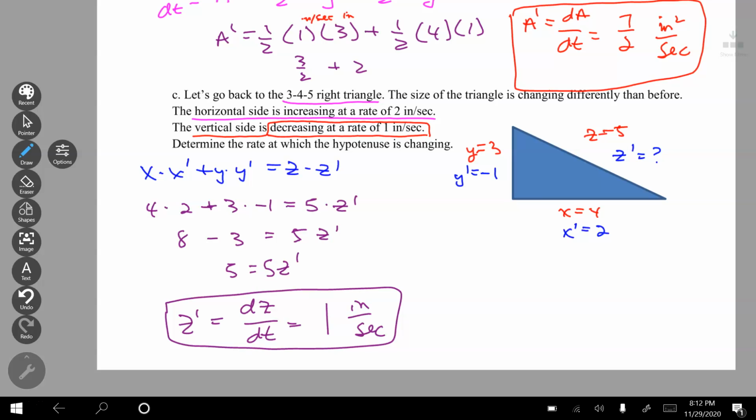So when the horizontal side is increasing by 2 inches per second and the vertical side is decreasing by 1 inch per second, the hypotenuse is increasing by 1 inch per second.